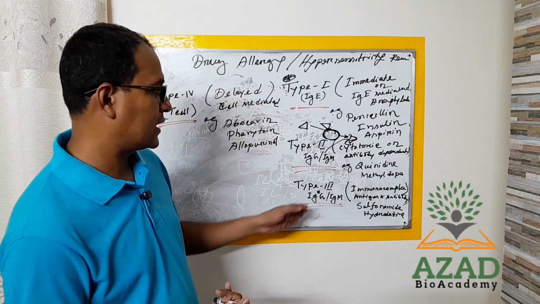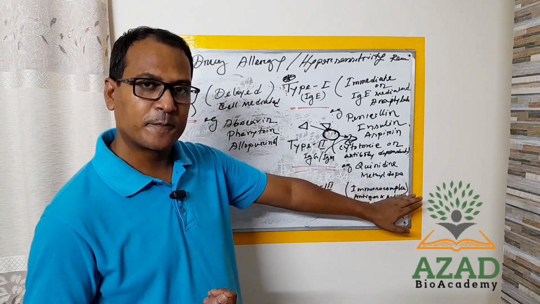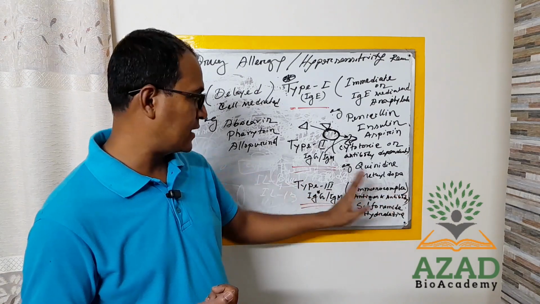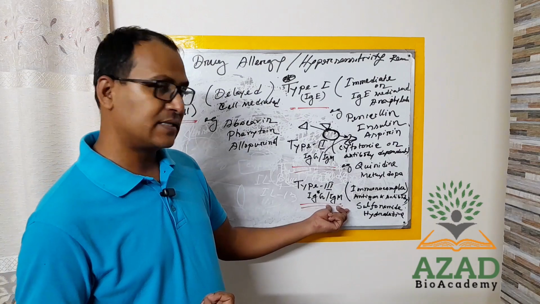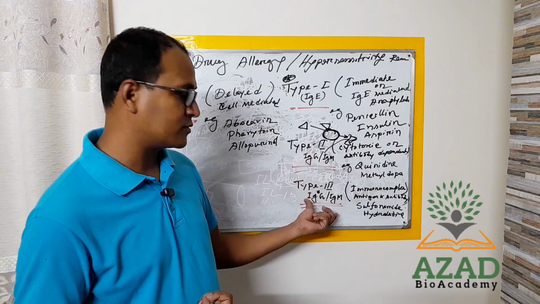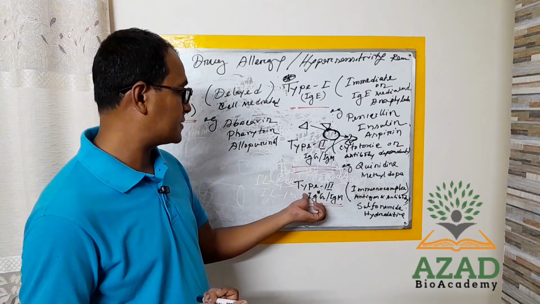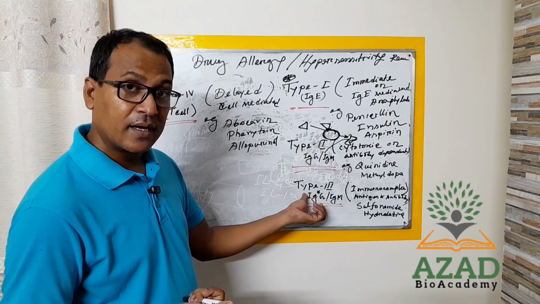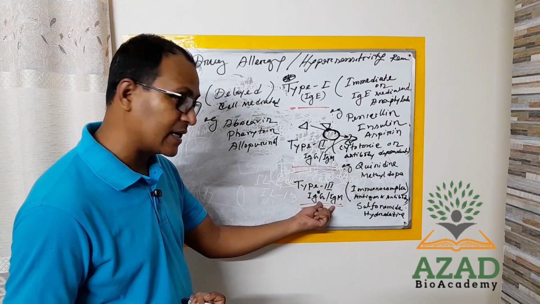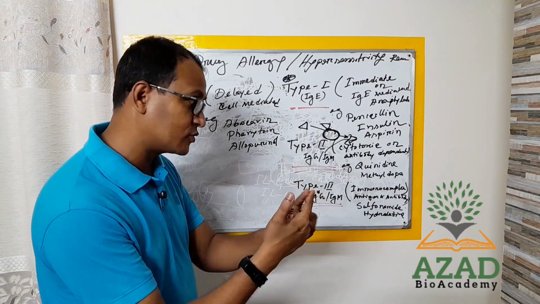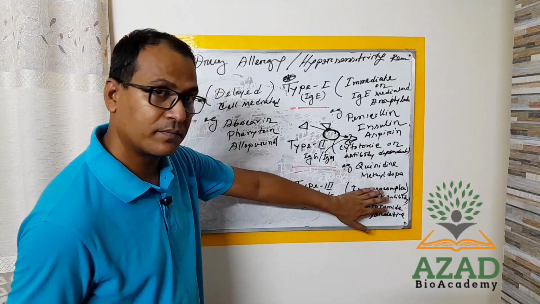So this is called immunocomplex. That means antigen antibody complex. Here antigen means the drug, and the antibody is the antibody. So mostly IgG and IgM, as in type 2, are responsible, but here mostly responsible is IgG, and the mechanism is different. The mechanism is that the antibody will make a complex directly with the drug, that is the antigen. Here is the mechanism.